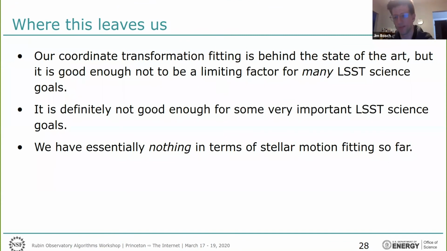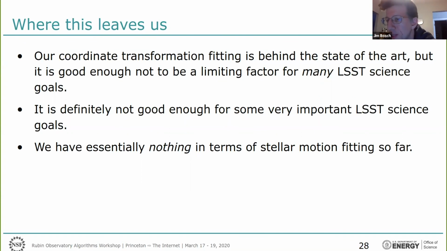So where does that leave us? Our current coordinate transformation fitting is behind the state of the art. I think what Gary described is pretty close to the state of the art for surveys like ours. But I think it's good enough not to be a limiting factor for many LSST science cases. And it's actually been good enough that it hasn't been a limiting factor for HSC.